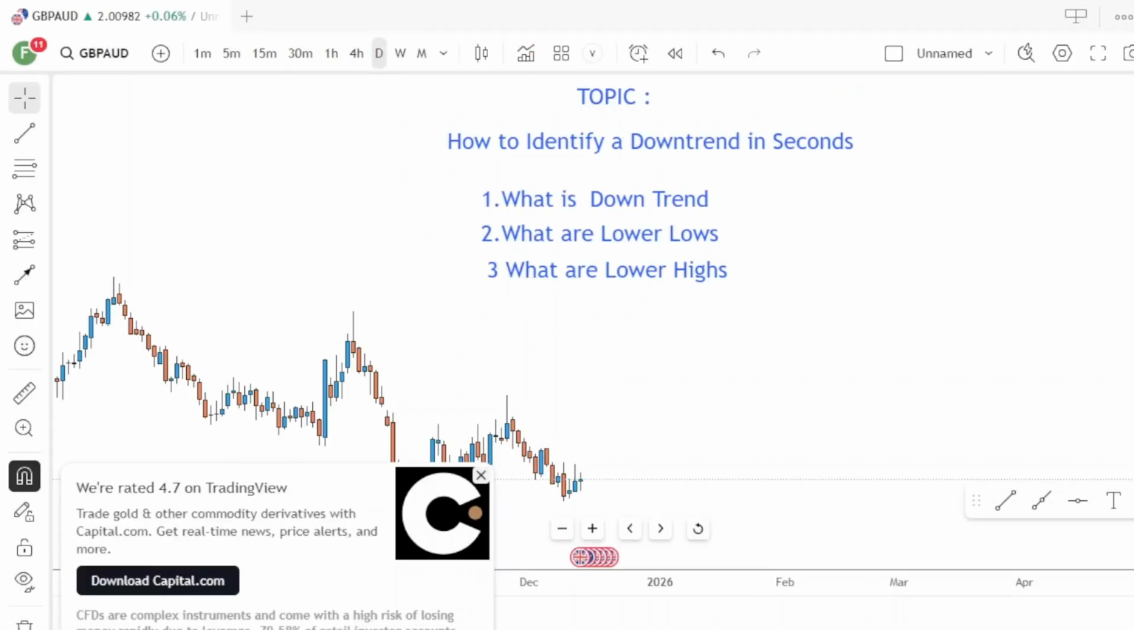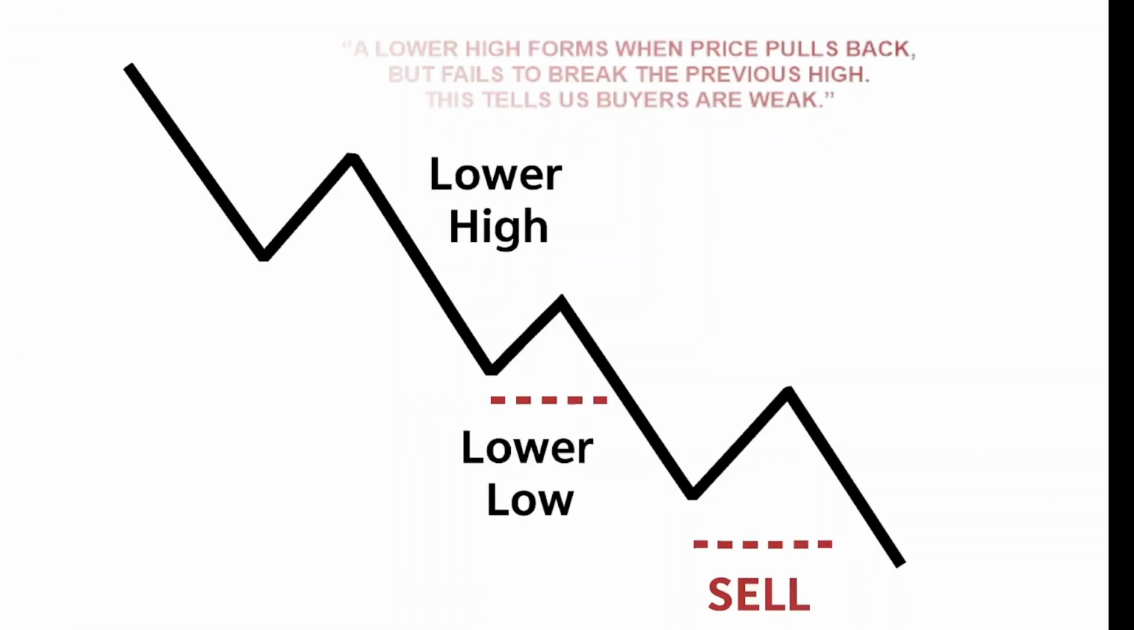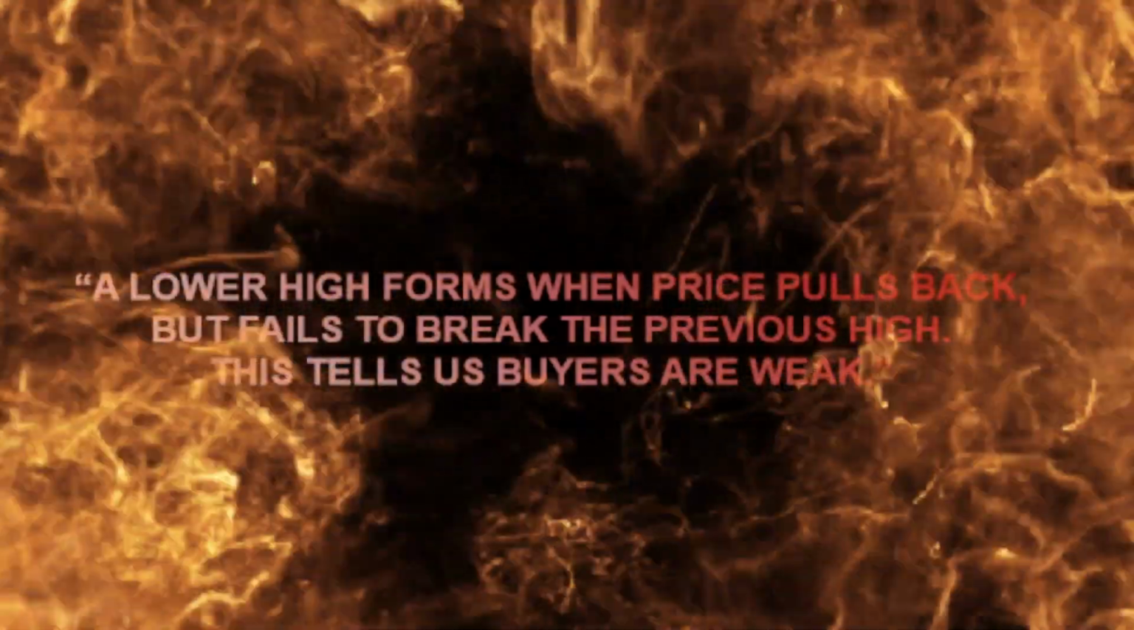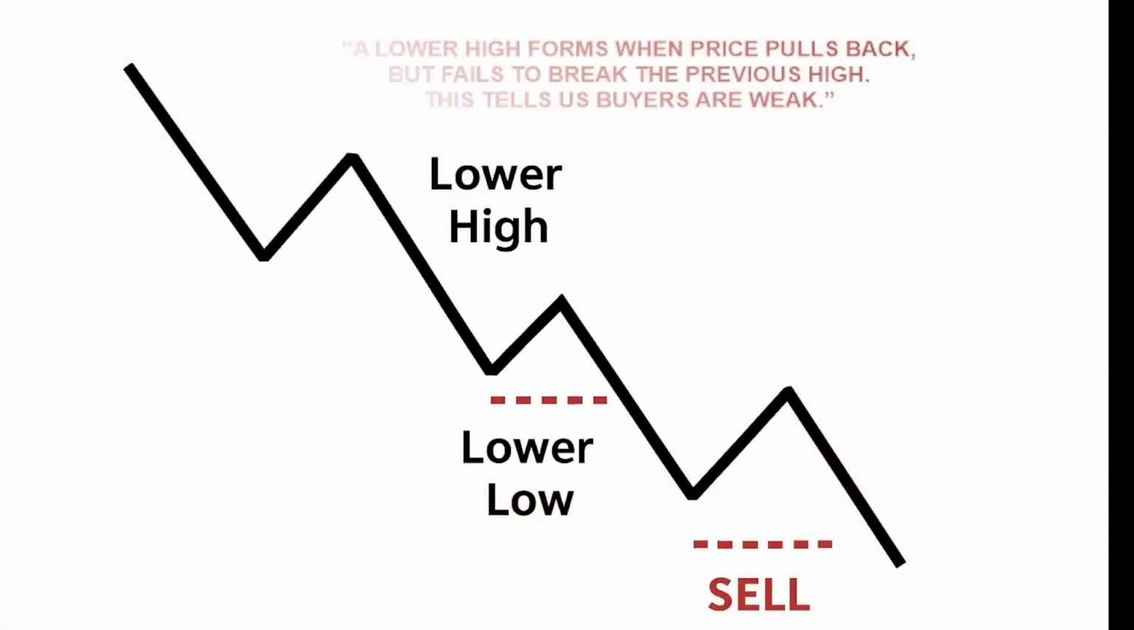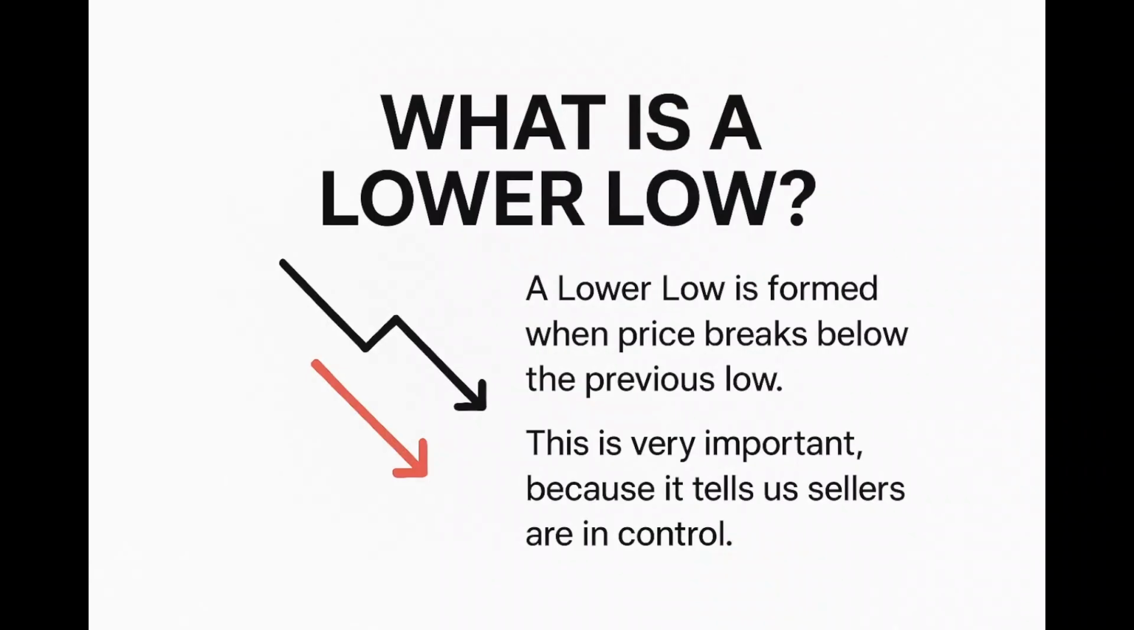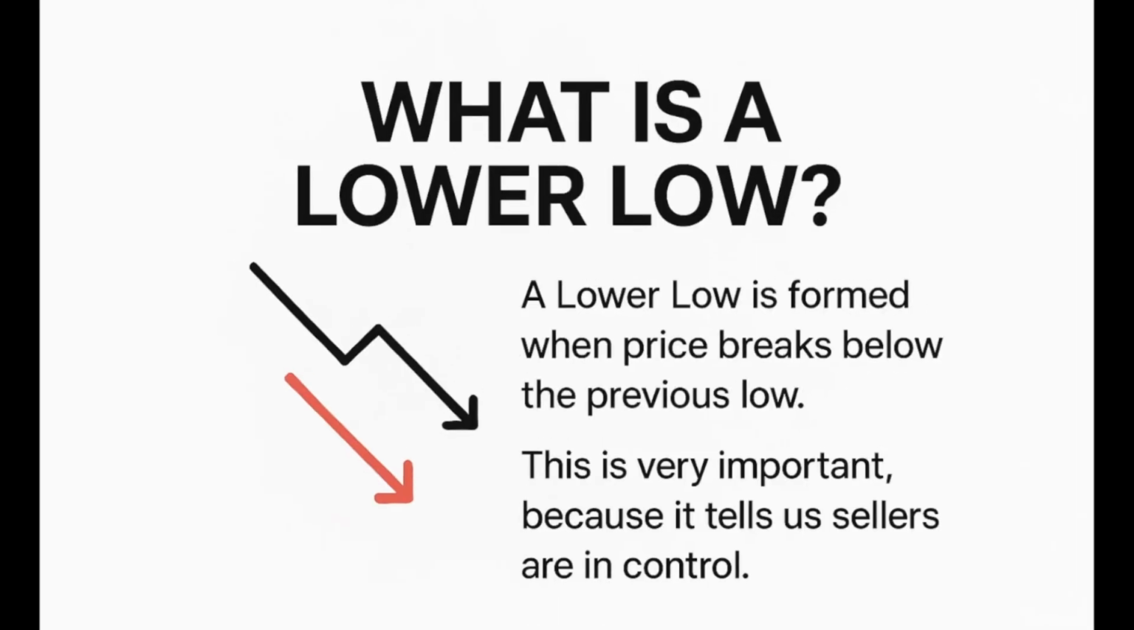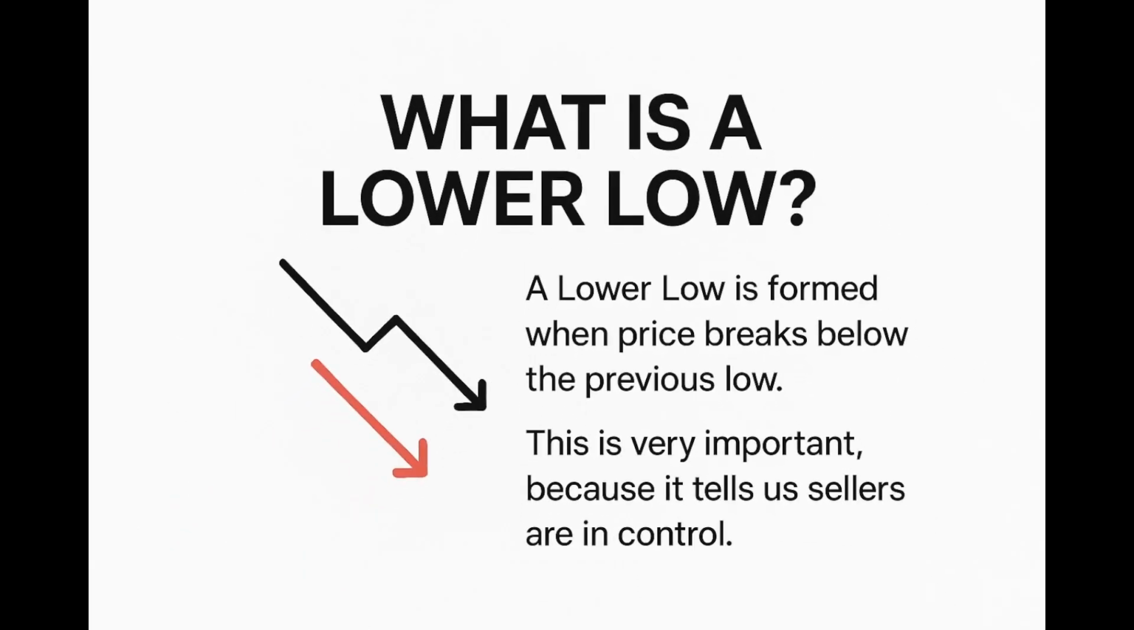To fully understand price behavior in a downtrend, you must clearly understand lower lows and lower highs. These two structures tell us who is in control of the market. So now, let's break down what a lower low and a lower high really mean. A lower low is formed when price breaks below the previous low. That means price is breaking support to the downside. This tells us sellers are strong, breaking the lows, and this is very important because it confirms that sellers are in control of the market.